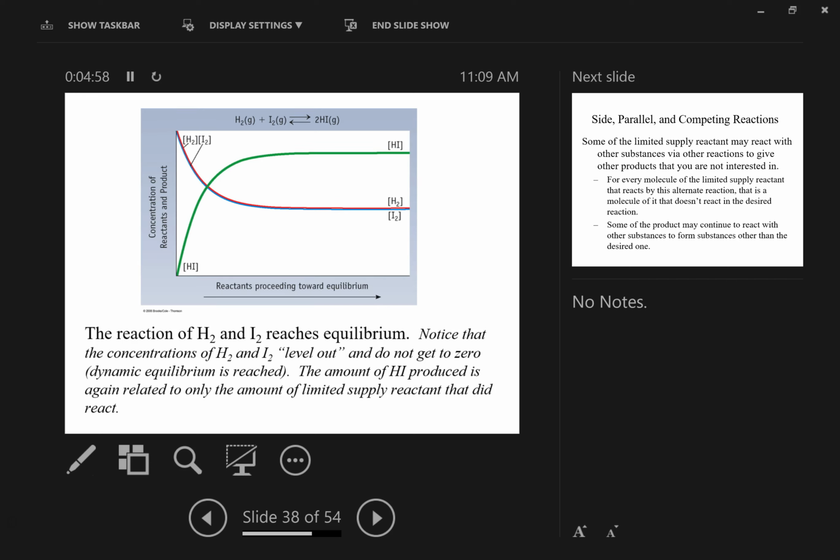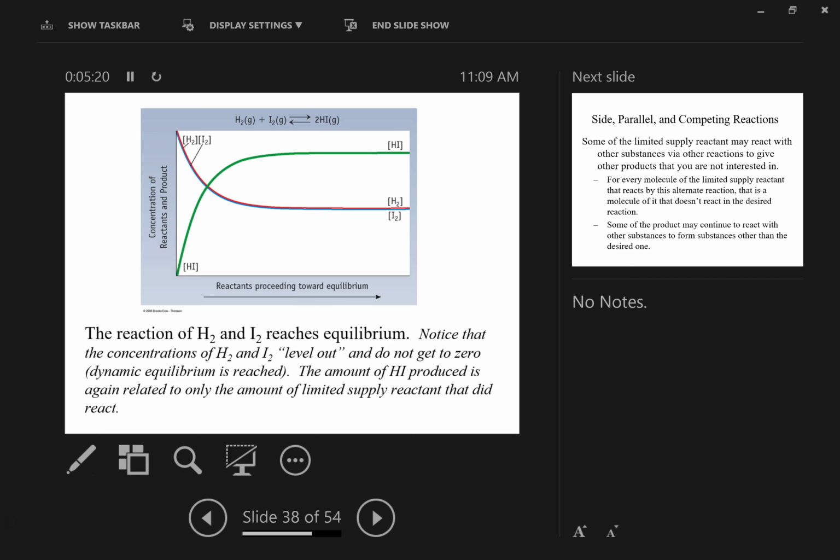Up at the top, you see the equation representing the equilibrium, where we have H2 and I2, those are our reactants, going to form HI. That's our product. And this is balanced with a coefficient of 2 in front of the HI. But you can see, again, we have time along the x-axis and concentration along the y-axis.